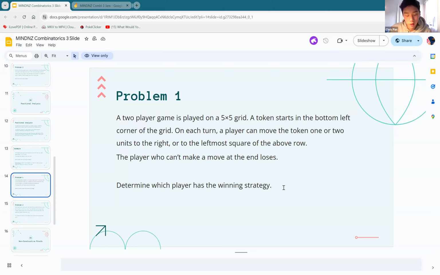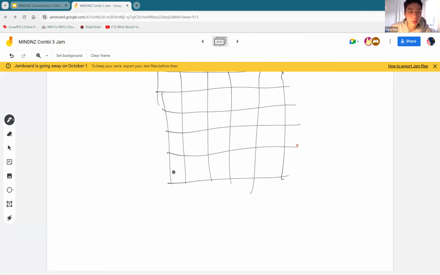So we start with a token in the bottom left, and basically what you can do is move the token a little bit, 1 or 2 to the right, or you can advance it a level to the next row. So you start with the token here, and you can move it 1, move it 2, or skip the row and teleport it to the next row, right?